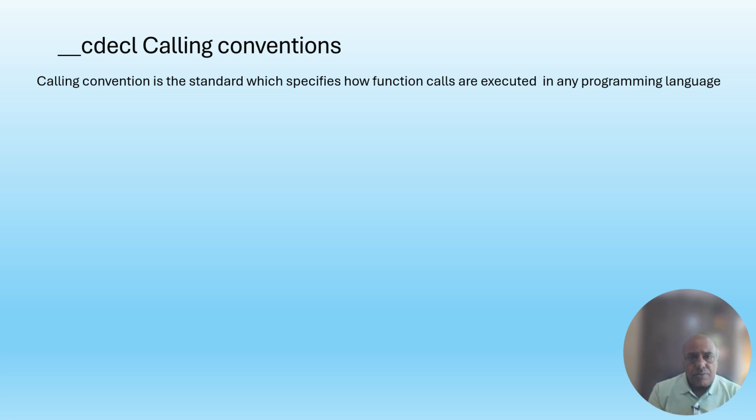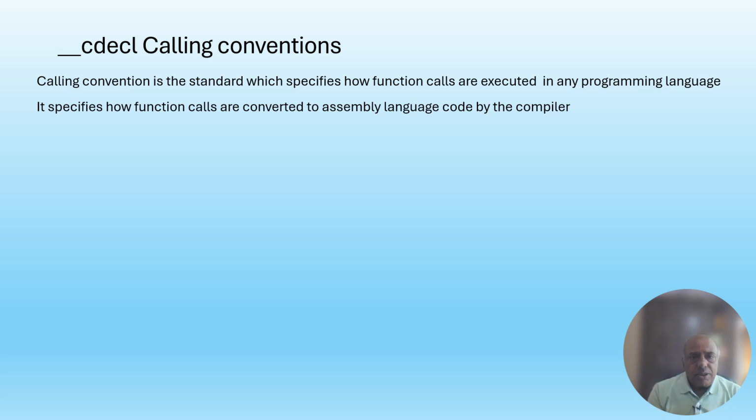CDECL calling convention is one of the calling conventions. There are 4 or 5 calling conventions. One is CDECL, another is the standard calling convention, STDCALL. But we are going to discuss here only CDECL, because it is the default calling convention for C programming in Turbo C. The calling convention is a standard which specifies how function calls are executed in any programming language. So for every language there can be different default conventions. In C it is the CDECL calling convention, which is the default one.